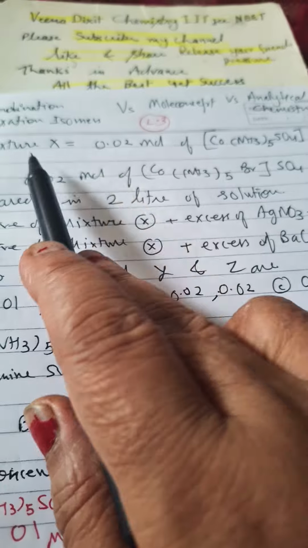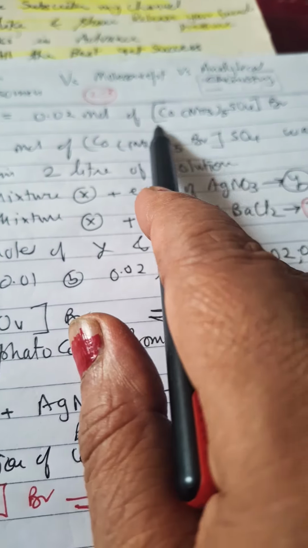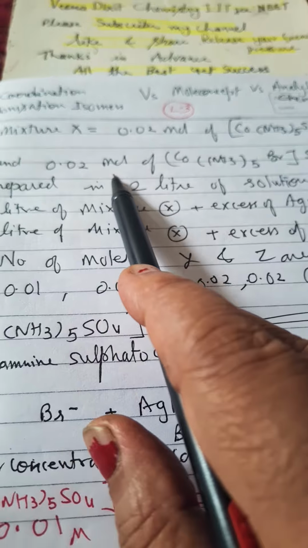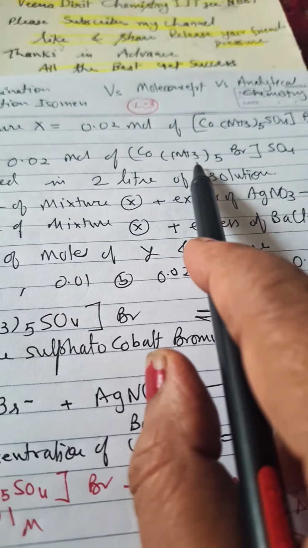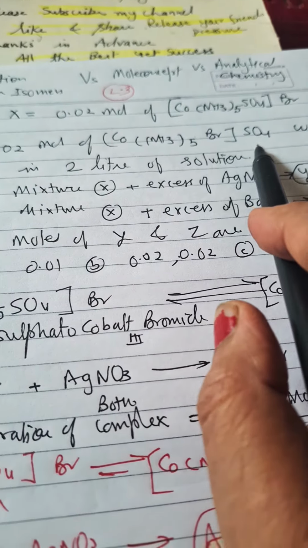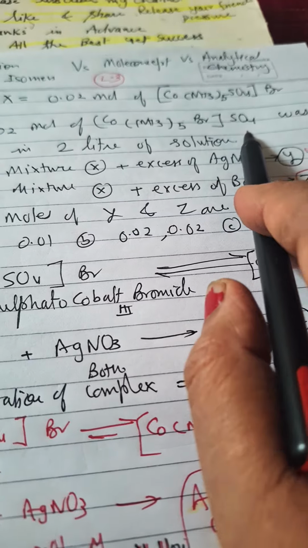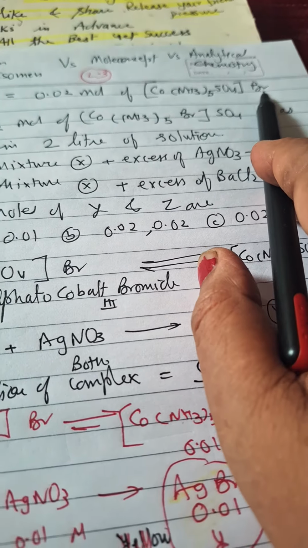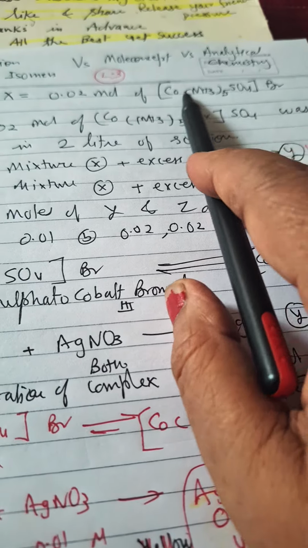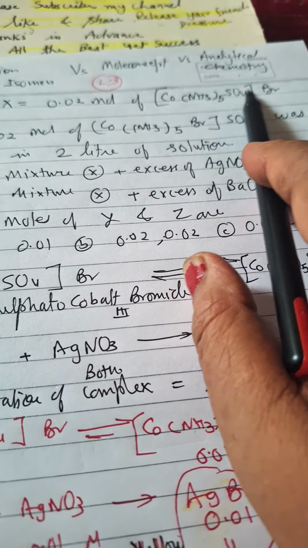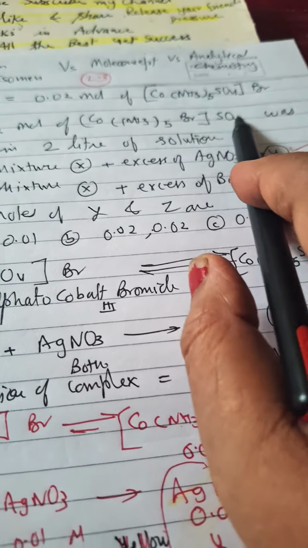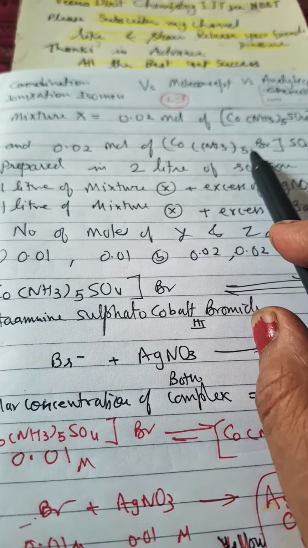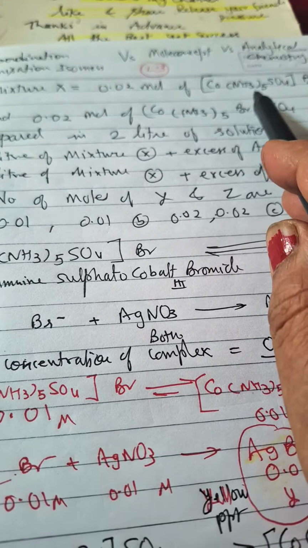Mixture X in which 0.02 mole of [Co(NH3)5 SO4]Br and 0.02 mole of [Co(NH3)5 Br]SO4. So in the first, the counter ion is bromide ion, and in the second, the counter ion is sulfate ion; this is the complex ion, this is the counter ion. These are ionization isomers, very important in coordination chemistry.